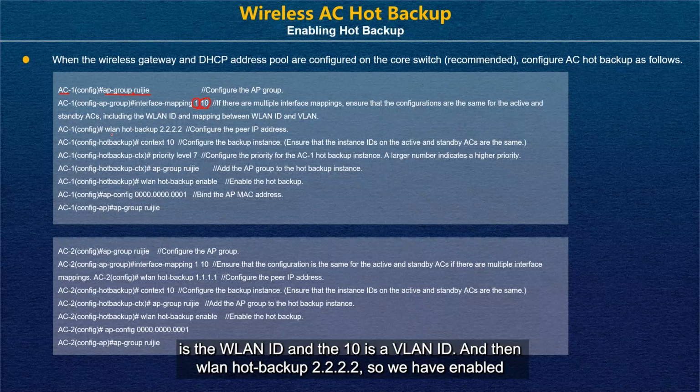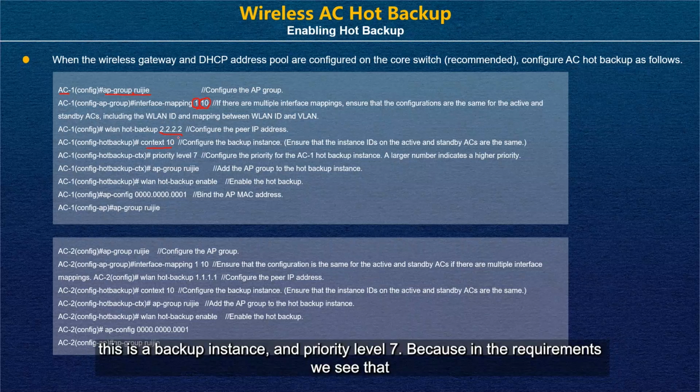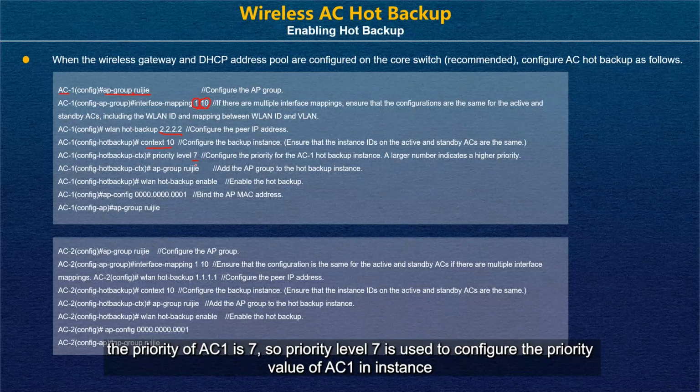Okay, and then WLAN hot backup 2.2.2.2. So we have enabled WLAN AC hot backup, and the peer IP address is 2.2.2.2. Context 10, actually 10 here is the instance ID. Okay, this is a backup instance, and priority level 7. Of course, in the requirement, we see that the priority of AC1 is 7.